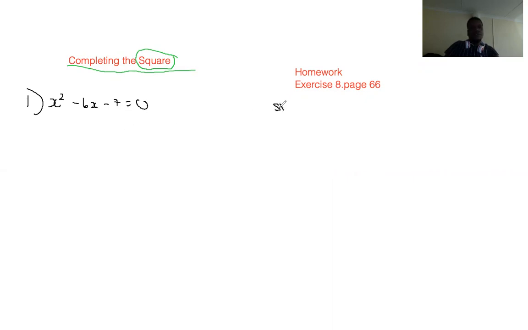Step number 1. You take the coefficient of x. So what is the coefficient of x? X is here. The coefficient of x is negative 6. And once you take it, the second step is to divide by 2.